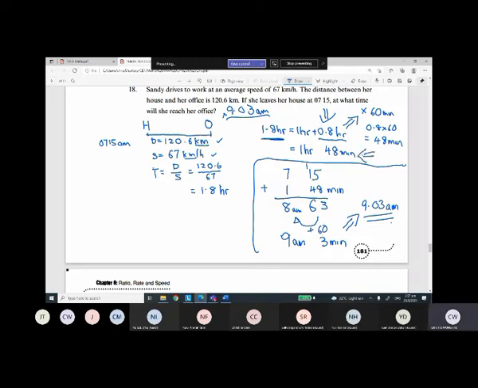Okay, yeah. So after changing to the 48 minutes, I take 1 hour 48 minutes and add it to the time that she travels in the morning, which is 7:15. 7:15 means 7 hours 15 minutes.